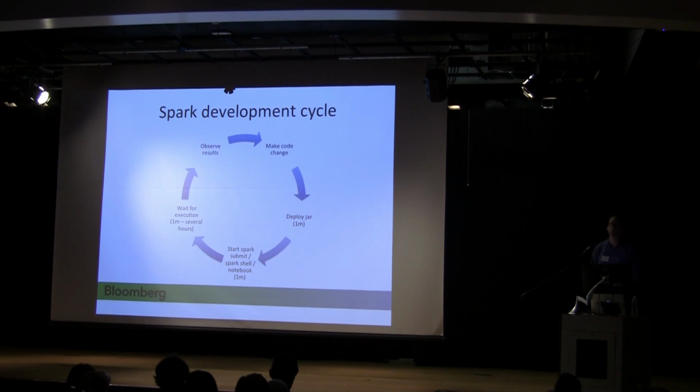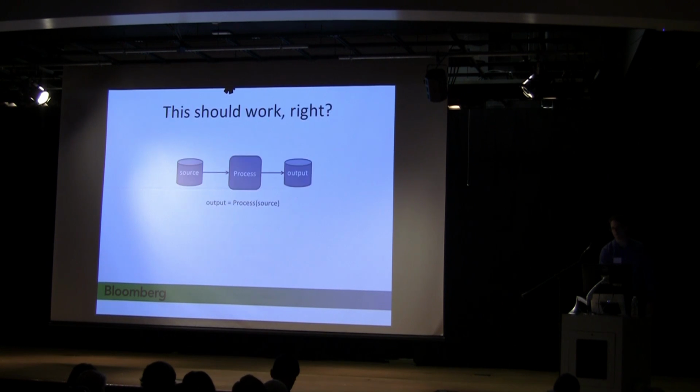And so what I'm going to talk about is something we can do to make that shorter, to do as much as we can to make the development cycle faster. Because what we would really like to do is spend all of our time at the top two regions, that is, making code changes and observing results. And the more of our time we can spend on that instead of waiting around, the more effective we'll be. So here's our data pipeline again.